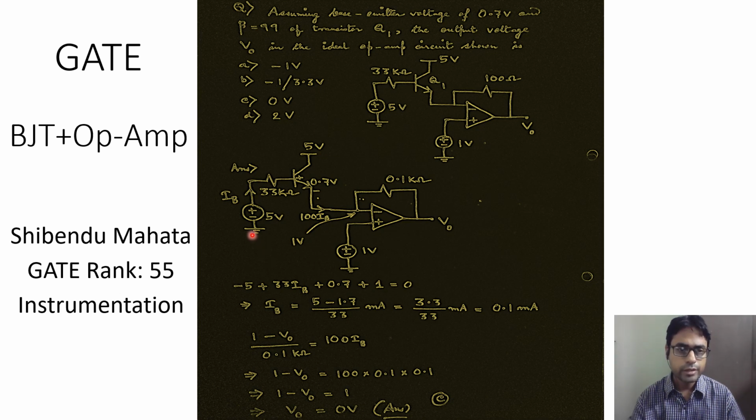So let's see, this is negative 5 volts plus 33 multiplied by IB plus 0.7 plus 1 volt, which should be equal to 0. Note that the voltage at this node, which occurs due to virtual short and has a value of 1 volt, is with respect to ground. So we end our equation right over here. All this summation should equal 0 as far as KVL is concerned. And if we find the value of IB from this equation, IB turns out to be 0.1 milliampere.